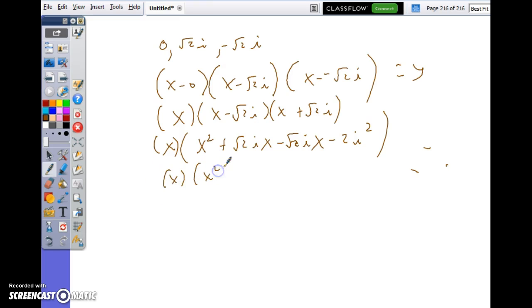Okay, so then I'm going to simplify. This is x squared. That goes away, right? What's i squared? -1, so the negative makes this become +2, right? And then distribute the x through. X cubed plus 2x equals y, and I am done.